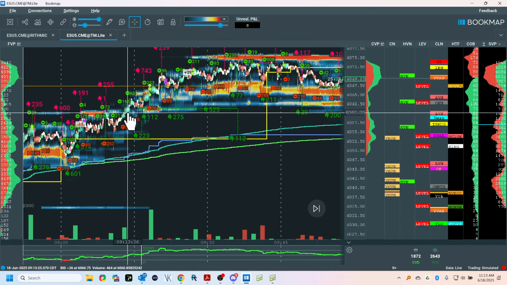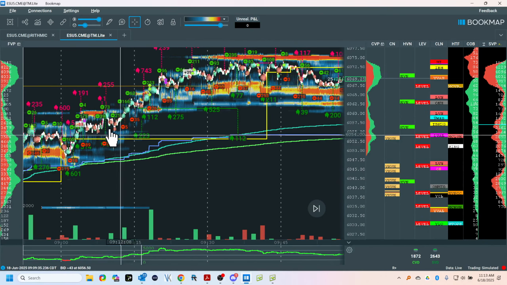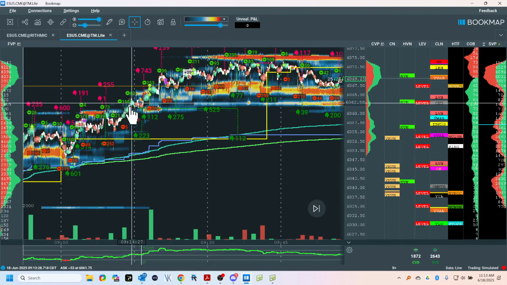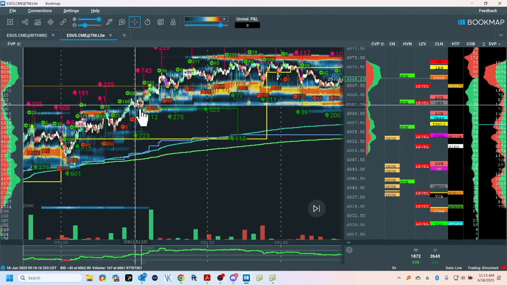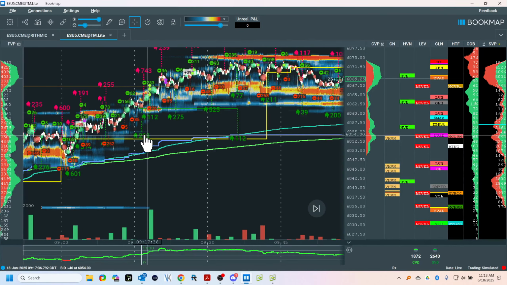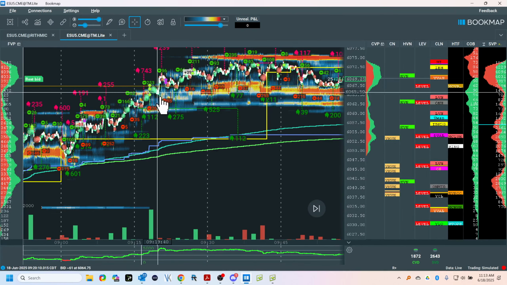Sellers were here. Sellers, sellers, sellers. Why isn't the market going down? And then we break high. Absorption, so buyers. Sellers, sellers. Why isn't the market going down? Absorption. Iceberg. Buyers. Buy sweep. Right here, potential for counter rotation.